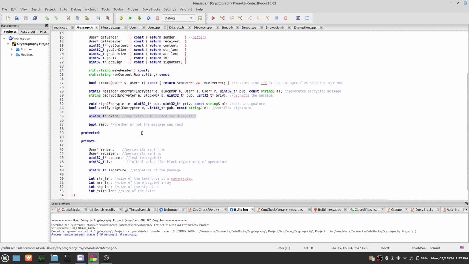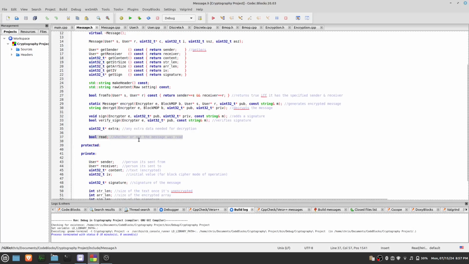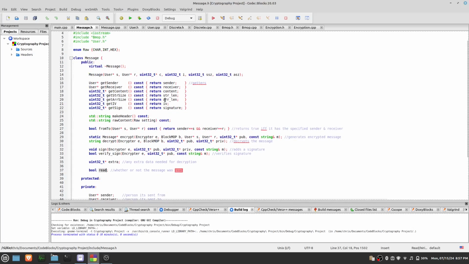For some reason, I made it public. We also have Boolean read, which is how I was able to show that you have three unread messages. This just determines if a message has been read or not. So let's see. We have this, which determines if it's to and from given people.